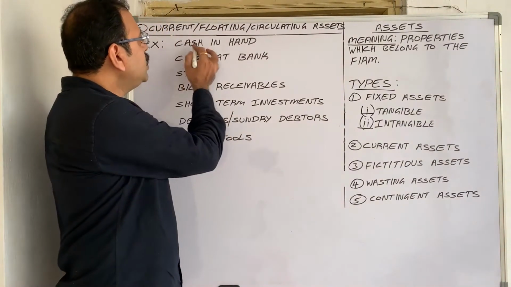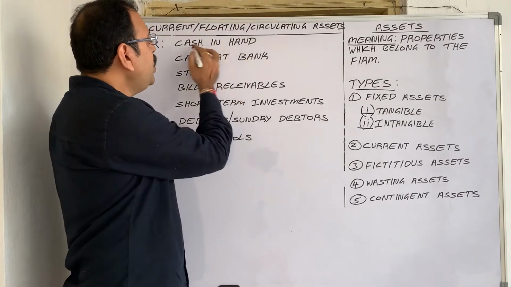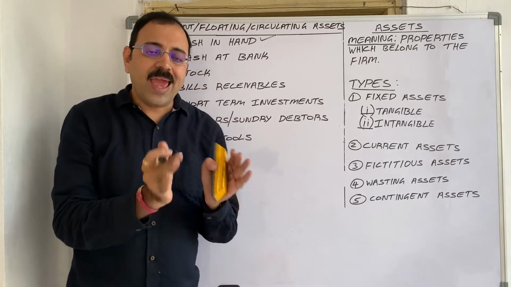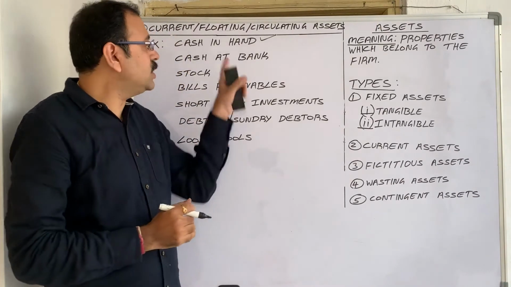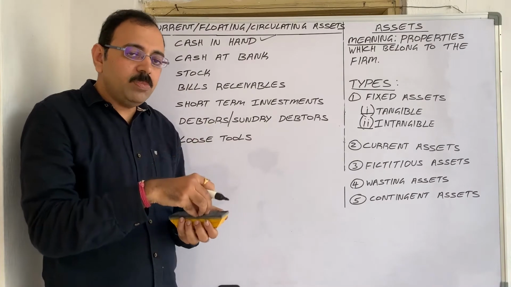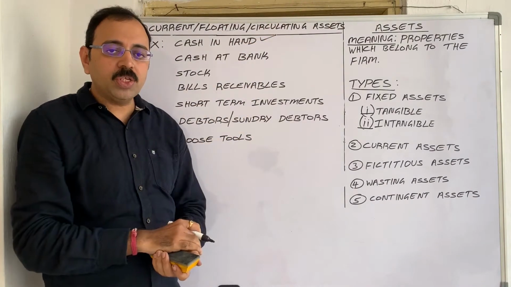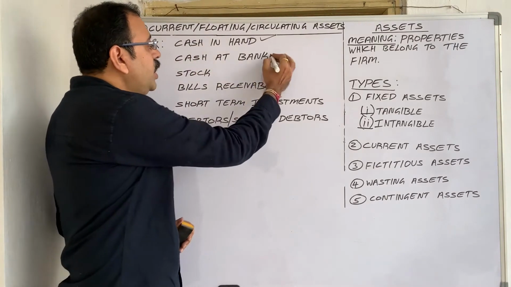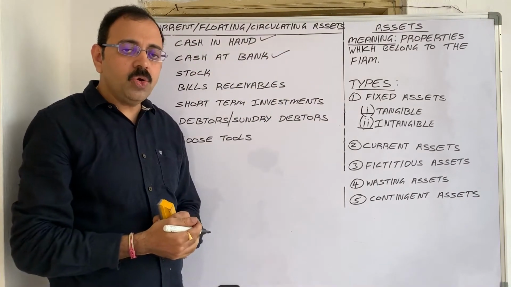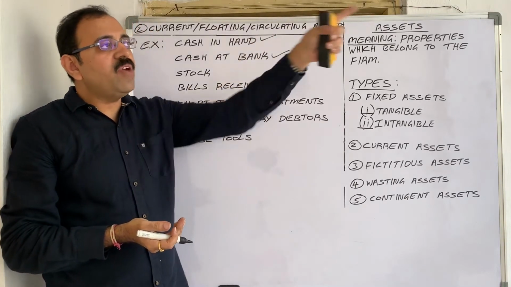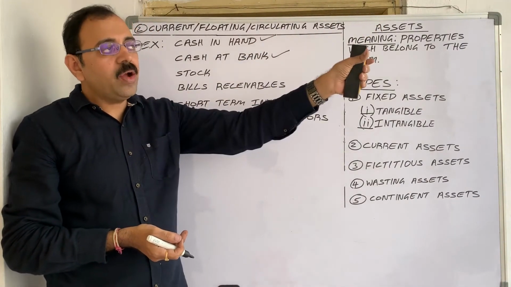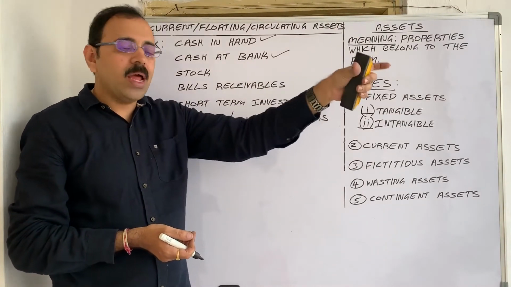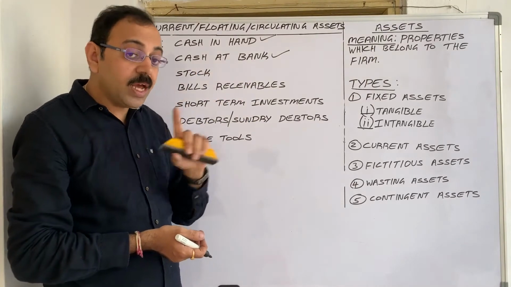Now see the examples of current assets. First one is cash in hand. Means what? In the firm, the cash balance which we have is known as cash in hand. Always we keep some ready cash to meet day-to-day expenses. That balance comes under cash in hand. Then the second one is cash at bank. Assume our firm is maintaining one bank account. In that account we have 5,000 rupees bank balance. That favorable bank balance is called cash at bank. It is a current asset.